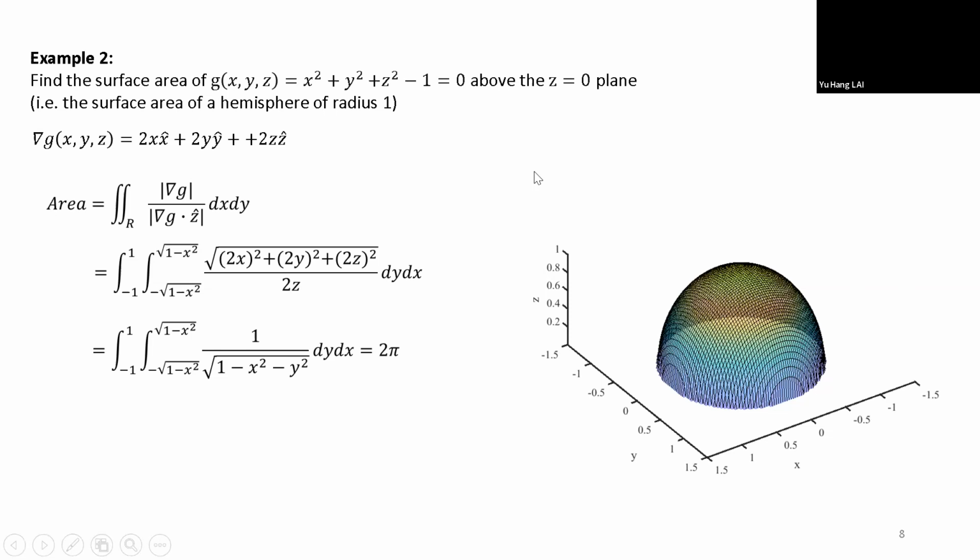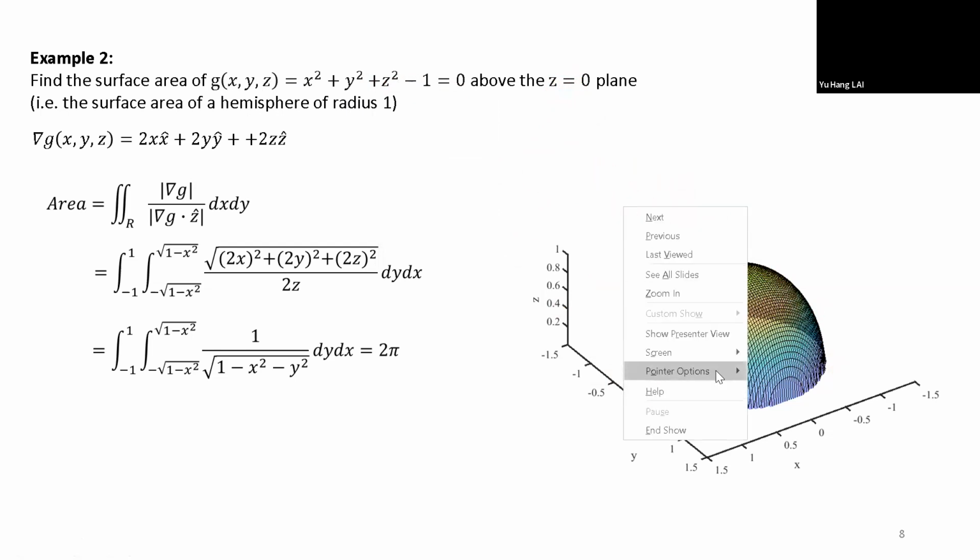Here we are actually staying with Cartesian coordinates. I want to find the surface area of this one. The sphere can be written as this g function equals 0. Then I'm going to consider the hemisphere, so I'm just considering z equals 0 or above.